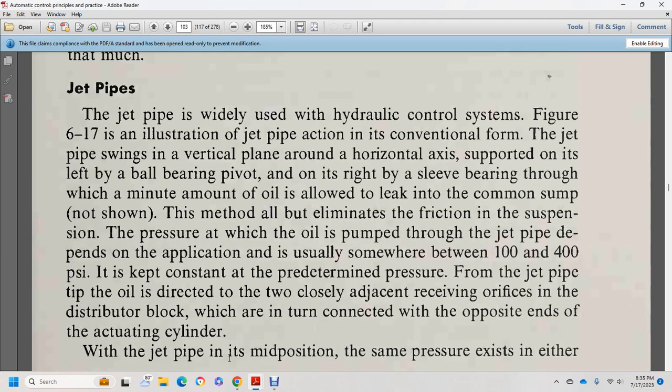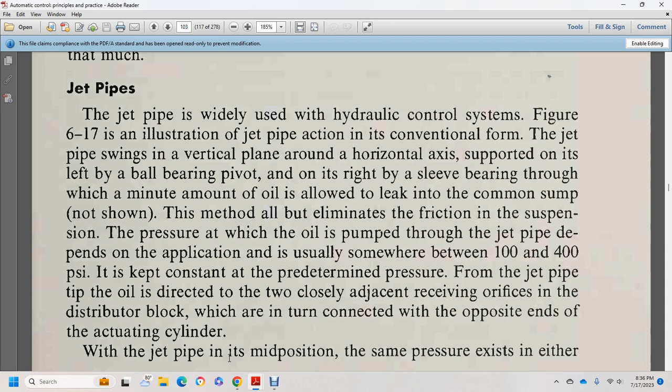Alright, jet pipe. In the widely used hydraulic control system, Figure 6.17 illustrates the jet pipe. It acts in conventional form as a jet pipe swinging in a vertical plane around a horizontal axis supported on the left of the barrel, with the bearing pipe on the right of the sleeve, through which a minute amount of oil is allowed to leak to the common sump, eliminating friction over the suspension. The oil is pumped through the jet pipe.